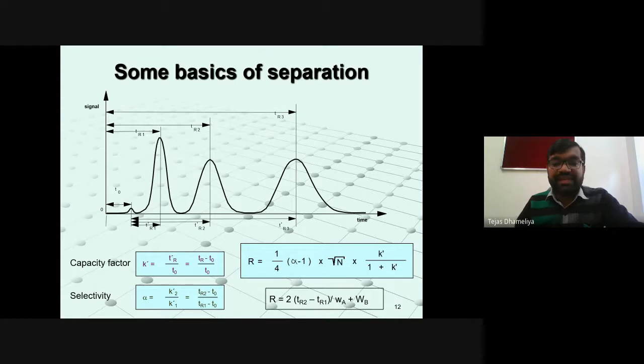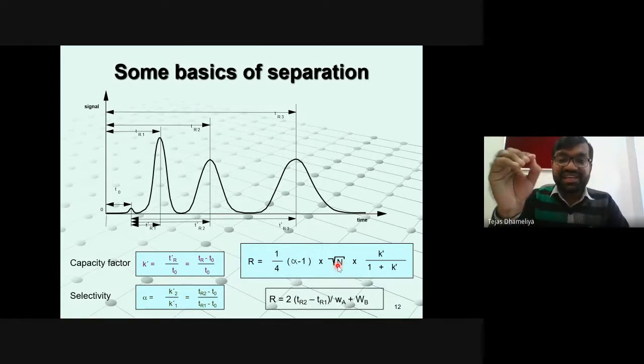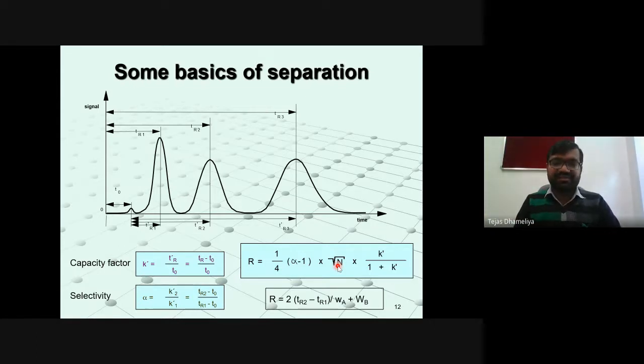Then resolution R is equal to 1 upon 4 into alpha minus 1 into root of n, where alpha is the selectivity coefficient. You can calculate k dash from the capacity factor as well as 1 plus k dash. Root of n: N is the number of theoretical plates. How can we calculate it? That has a separate formula, and we will visit that formula.